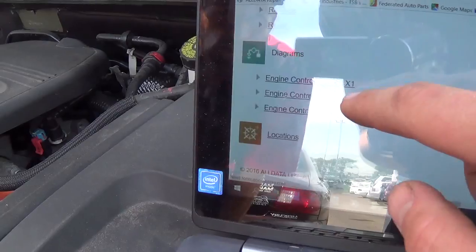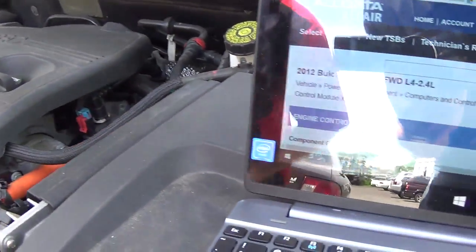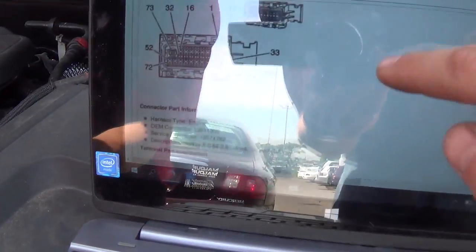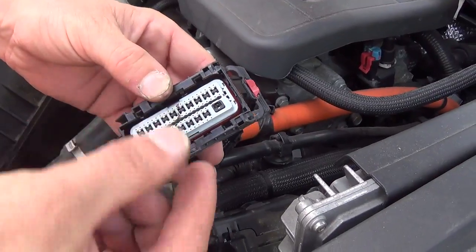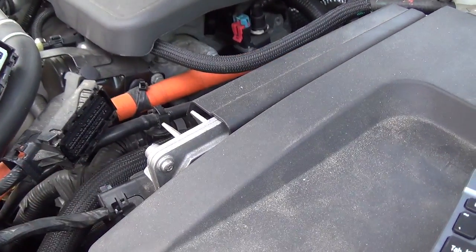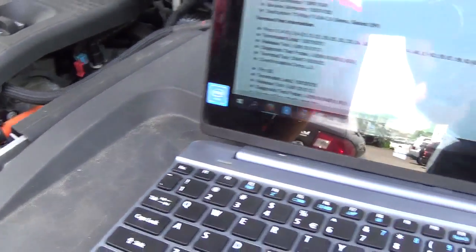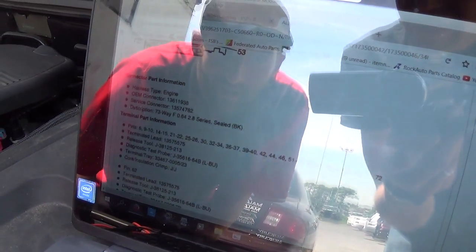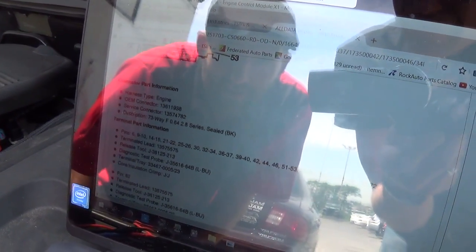X1. Oh, so they don't all have locks? Well, they all have it, but when they're saying connector position assurance lock, they're referring to this piece right here that actually slides in and holds those connectors, the little individual pins in place. That's the assurance lock. Yeah, that's our CPA. So it's sealed, 73-way sealed black. Interesting. See, they don't mention it.